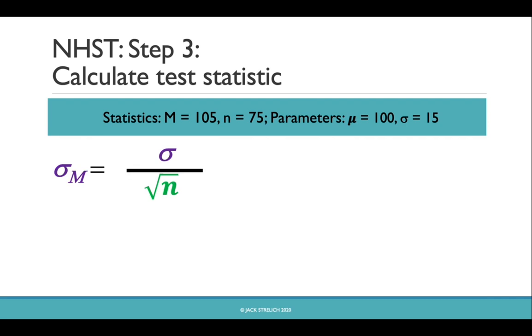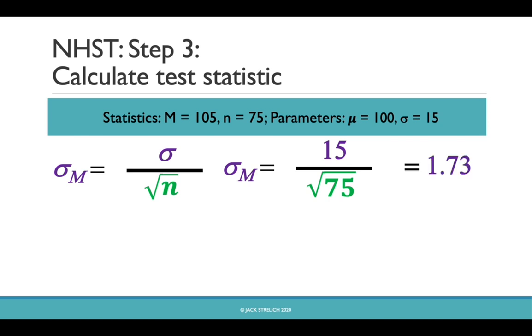So, we'll begin by calculating our standard error, which again is the standard deviation of the population divided by the square root of the sample size. Plugging in the values that we have, our population standard deviation is 15, and again we know this because, by definition, IQ scores in a population have a standard deviation of 15. We divide this by the square root of our sample size, which is given as 75. This gives us a standard error of 1.73.